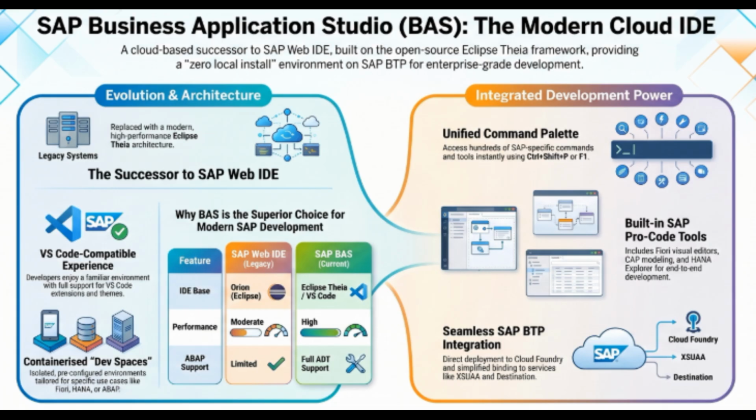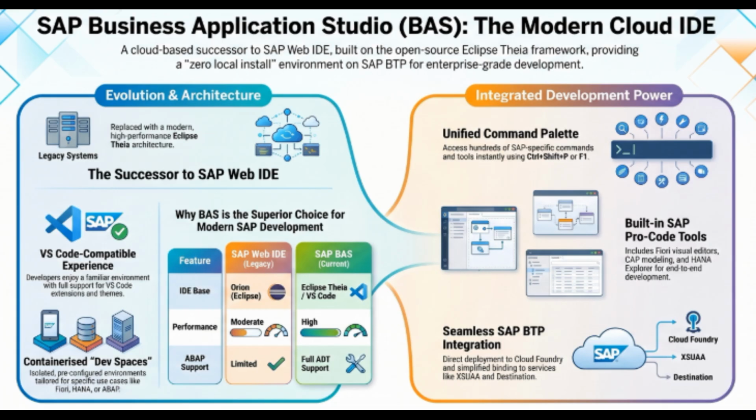Yeah, because for a long time, the standard was the SAP Web IDE. And we really have to look at why SAP tore out that old engine. Okay, let's unpack this. The old SAP Web IDE did the job for a while, right? I mean, it was hosted on Cloud Foundry, and it was built on an open-source Eclipse base called Orion. It was, but if we're being honest, it was getting seriously long in the tooth. Performance was generally rated as moderate. Which is a very polite enterprise way of saying it was incredibly sluggish, especially when you were trying to compile anything complex. Exactly. Plus, its support for modern frameworks like CAP, the Cloud Application Programming Model, was pretty basic.